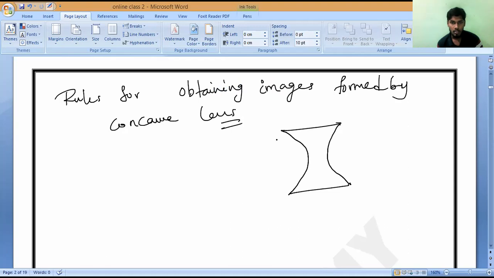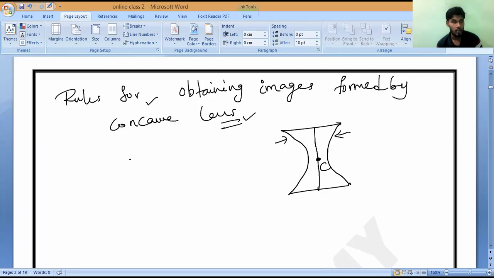Understand? So now this is one concave surface and this is another concave surface. So exactly in the middle, if you draw a straight line, it will be equal to what? The midpoint, that is the optical center. Understanding? So now let us see the rules for obtaining images formed by concave lens.